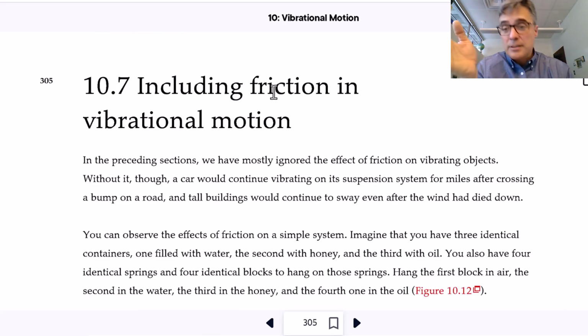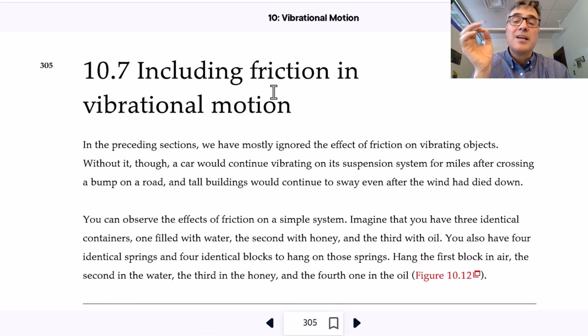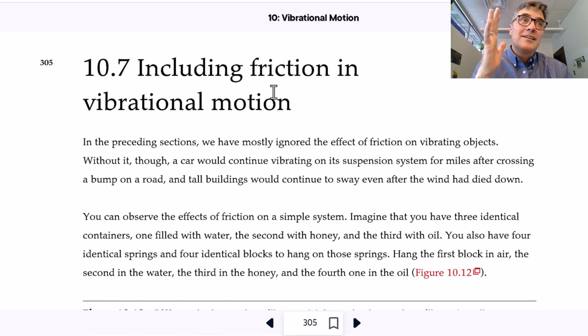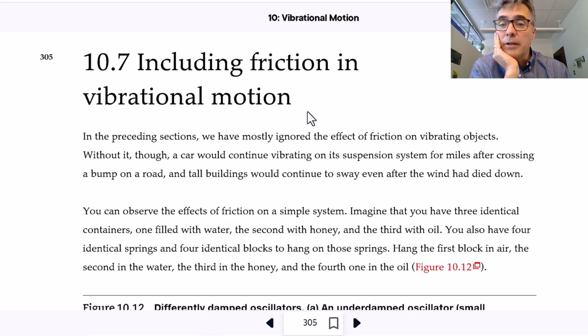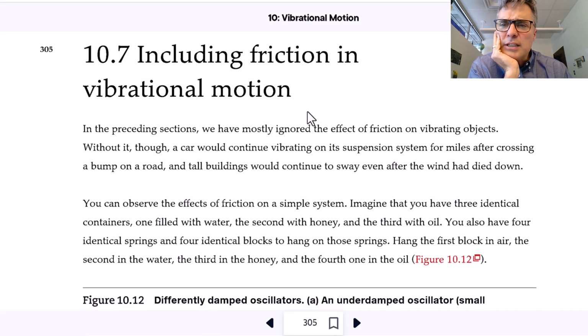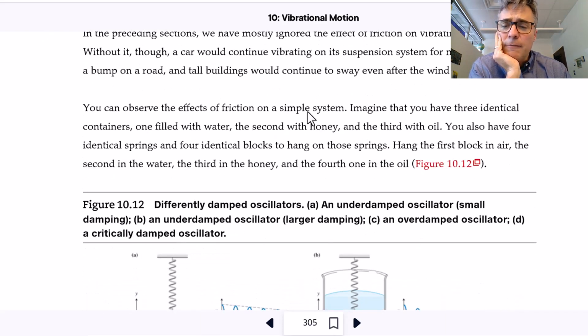The last two sections of chapter 10 talk about not-so-simple harmonic motion. There are two ways you can modify simple harmonic motion. One is you can slow it down with friction. That's section 10.7. And 10.8 is when you speed up simple harmonic motion by having a periodic driving force. Section 10.7 is about including friction.